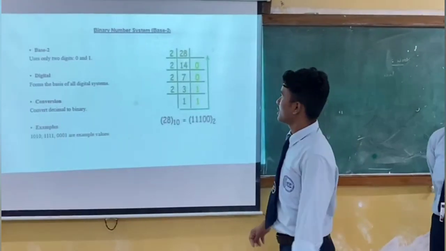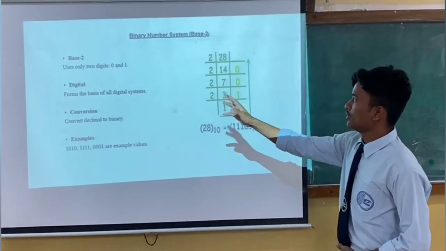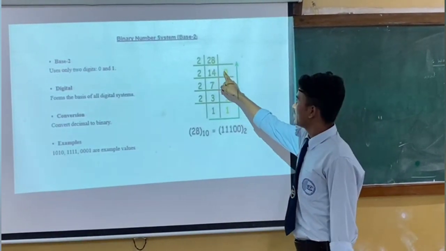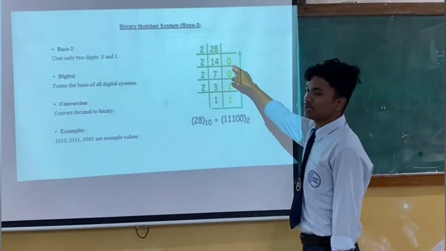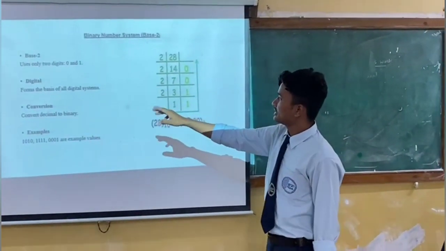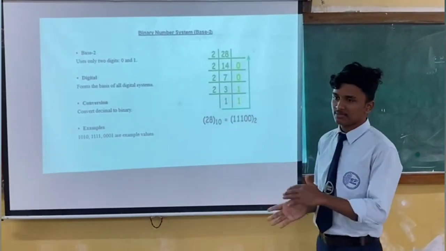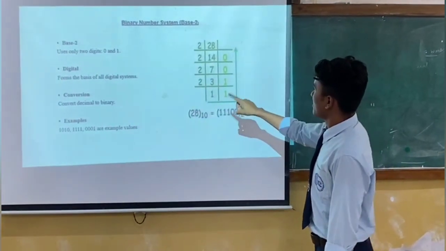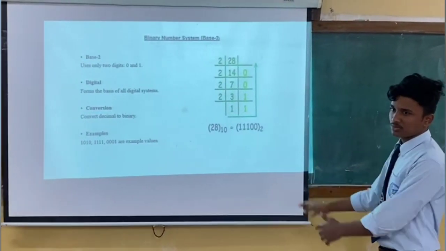Next, second is the binary number system, whose base is 2, which uses only 2 digits, 0 and 1. One example is 28. We divide by 2 and take the remainders. Binary is the basis of all digital systems. Converting decimal to binary, the example 28 has binary number 11100.